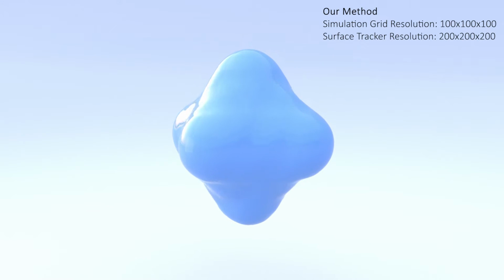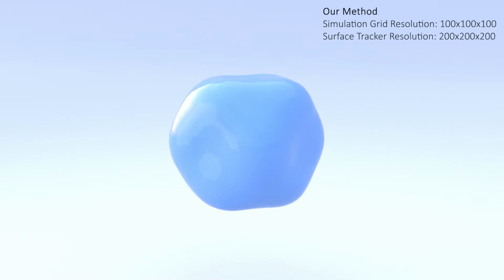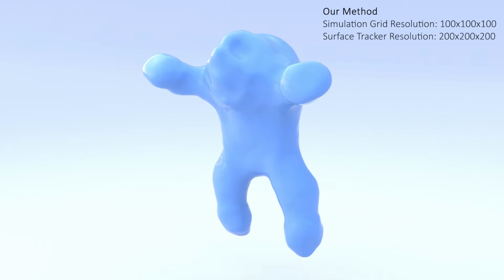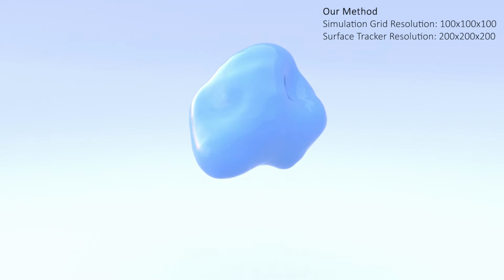We also propose an extension to the original isosurface solver that is able to model surface tension. In this example, we simulate a cube-shaped liquid in zero gravity. The surface tension forces minimize the surface area, and the simulation converges to the expected spherical shape. We also show the surface tension applied to a more complex armadillo shape.